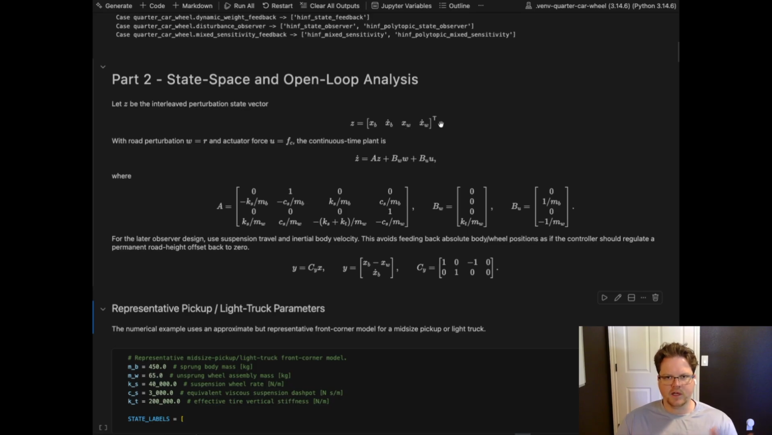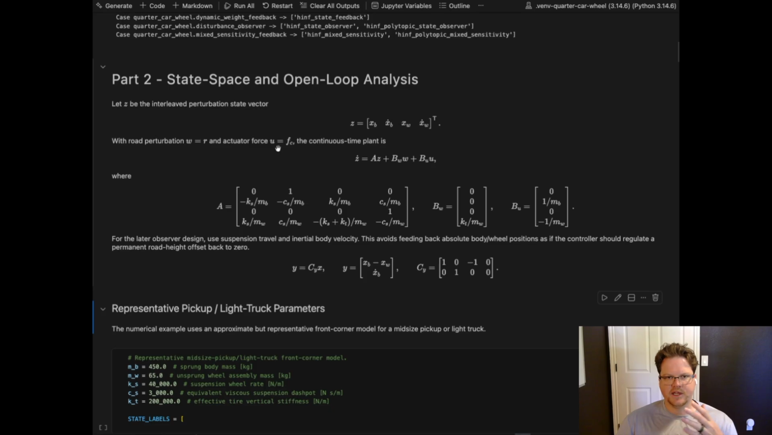Similar thing for the wheel. This is just transposed, so it's a column vector. We have a road disturbance, which is R. I think I just said ZR above. I'll just leave that as is in meters.